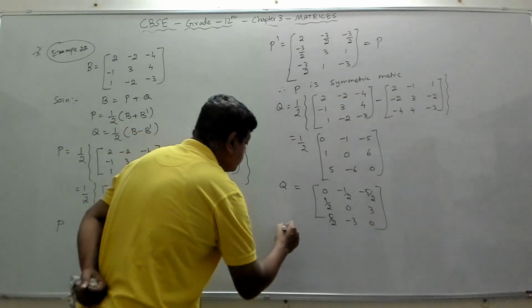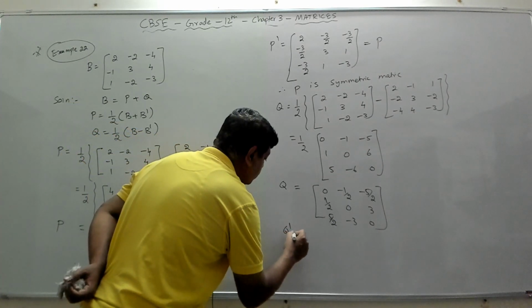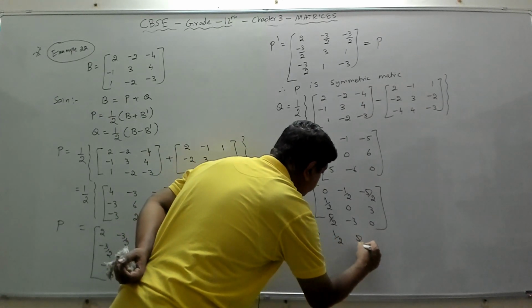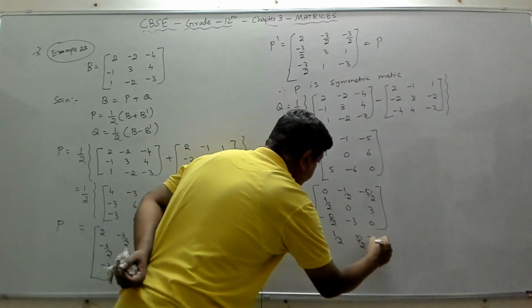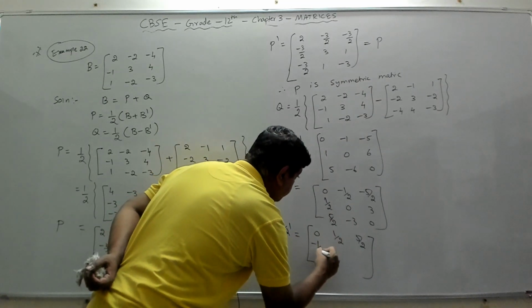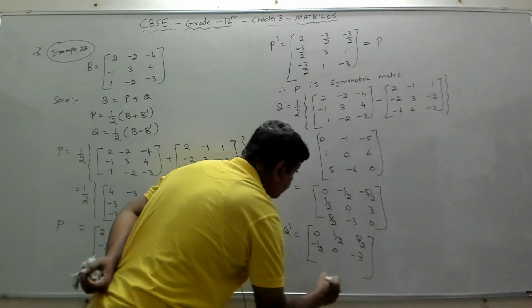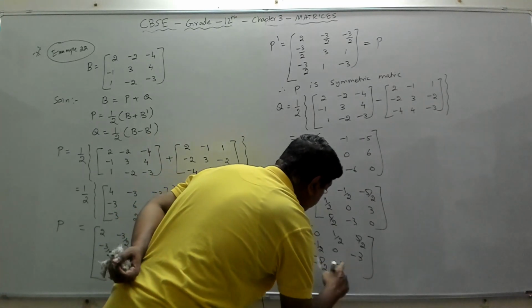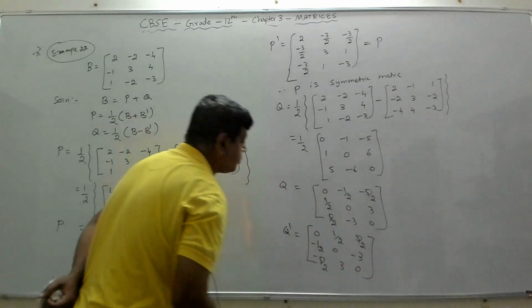So let's try to find what is Q transpose. Q transpose is 0, 1 by 2, 5 by 2. You have to take the transpose of this. Then this will become minus 1 by 2, 0, 3, minus 3, then minus 5 by 2, minus 3, 3, and then 0.